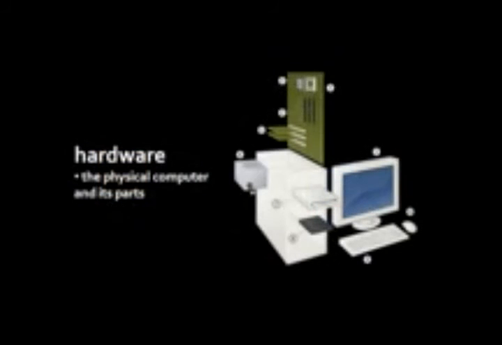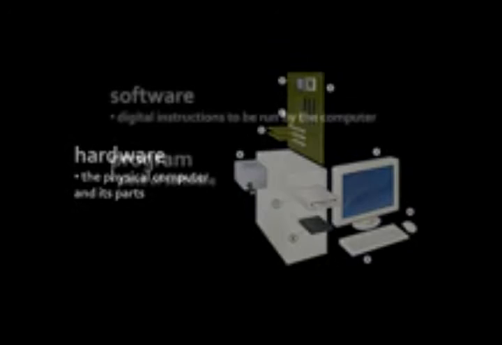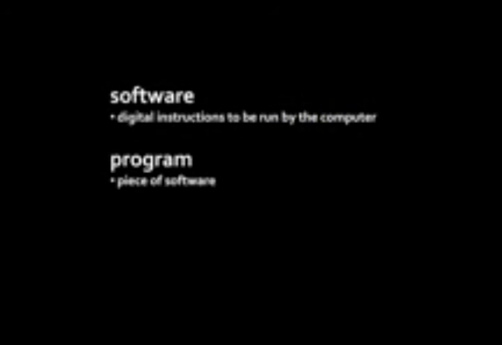The term hardware simply refers to any physical component of a computer system. If you can hold it in your hand, it's hardware. Software, in contrast, is not physical. Software is simply the instructions which are executed by the computer. What we call a program is just a piece of software. It's some set of instructions for some coherent purpose.